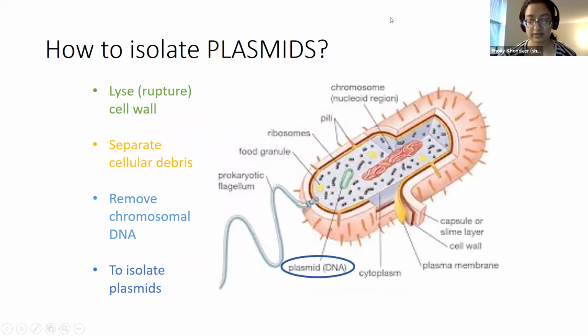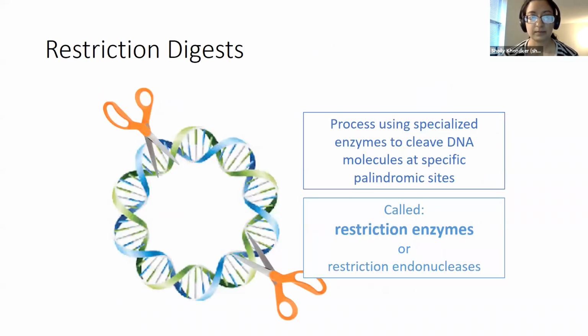So plasmids can be isolated from bacterial cells through the same process that we talked about before. You just lyse the cell walls, separate the cellular debris from the DNA, and then separate chromosomal DNA from plasmids, because they're generally distinctly different sizes. This could be done usually by centrifugation. So plasmids. How do you separate the plasmids from the chromosomal DNA?